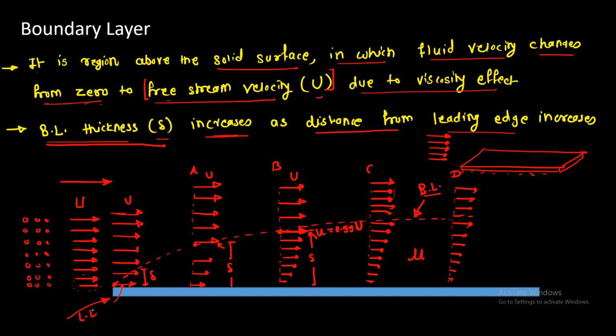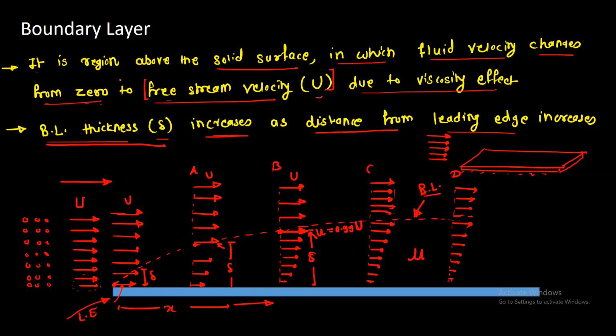So this is the leading edge. So as the fluid particles move over the solid surface, this distance is x. So as the x increases, there is an increase in the delta value. Okay. So this is the concept of boundary layer and the boundary layer thickness.